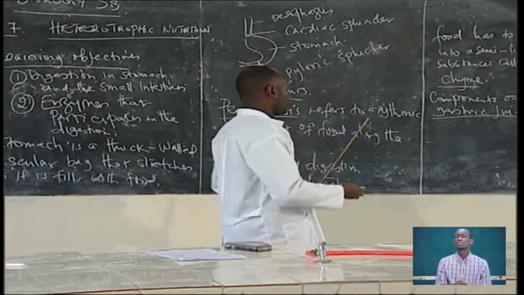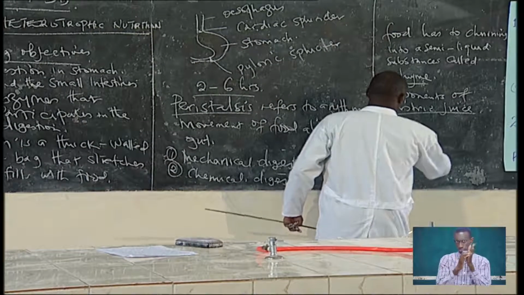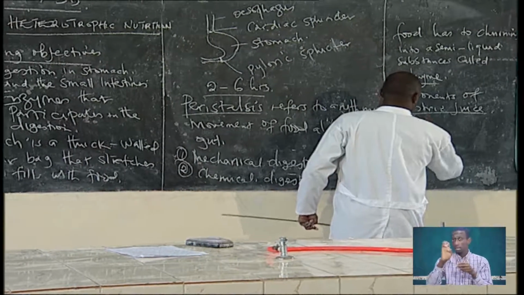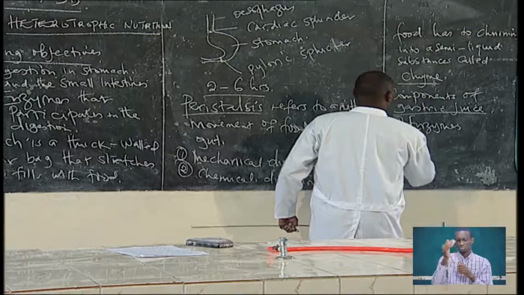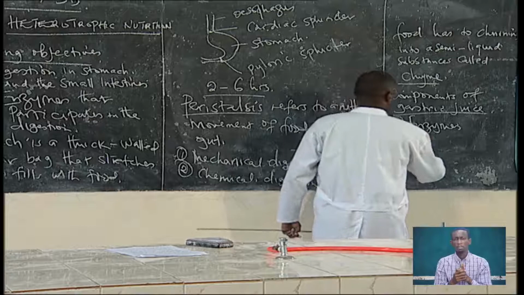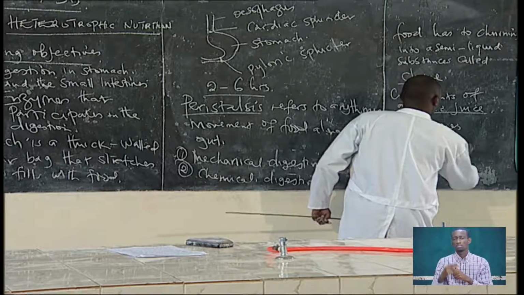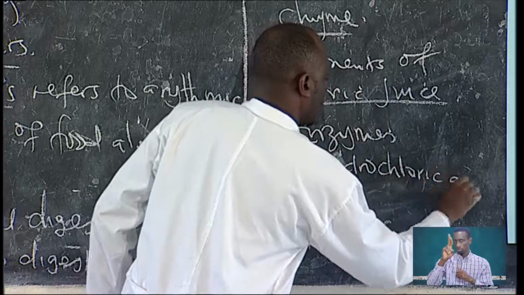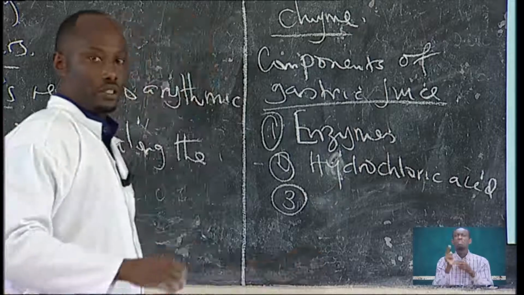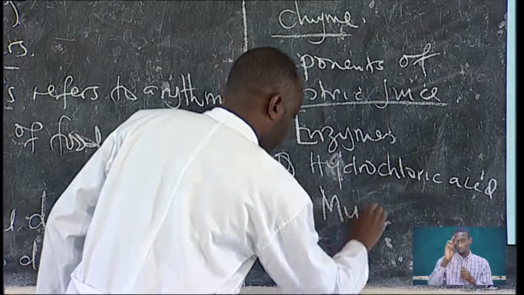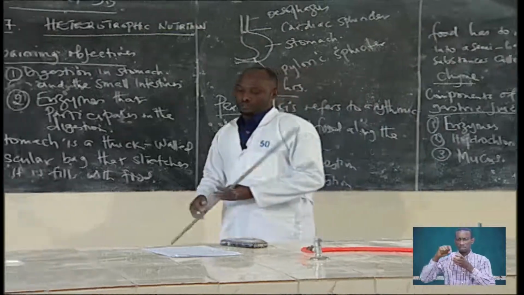I can say the gastric juice is made up of enzymes. We are going to mention those enzymes that are found there. Number two, we can talk about hydrochloric acid, HCl. And you cannot forget mucus, which is another substance that is also found in the gastric juice.